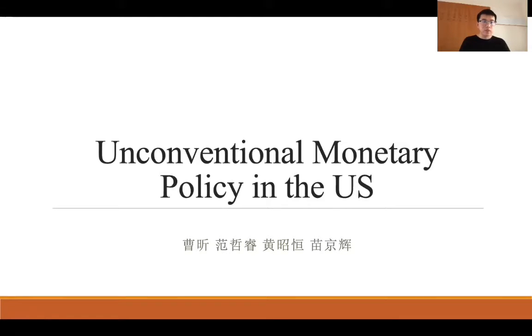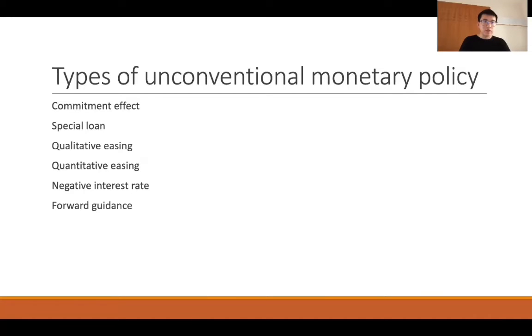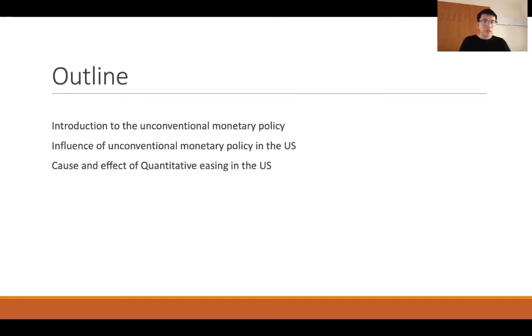Our group members are Cao Xin, Fan Zherui, Huang Zhaohen, Miao Jinghui. There exist many types of unconventional monetary policies. Our group chose 6 of them to further discuss: commitment effect, special loan, qualitative easing, quantitative easing, negative interest rate, and forward guidance. The outline of our presentation is as follows.